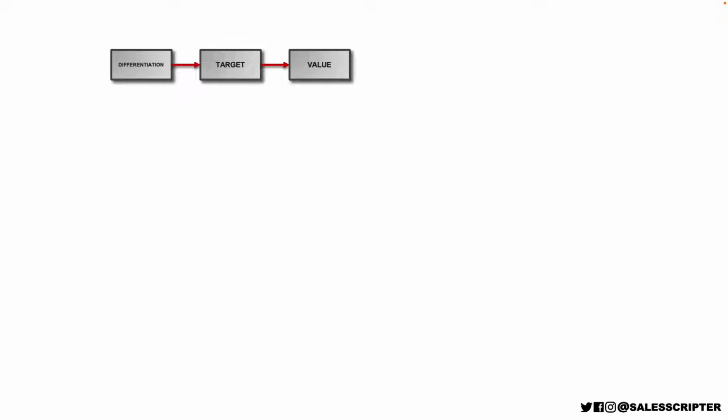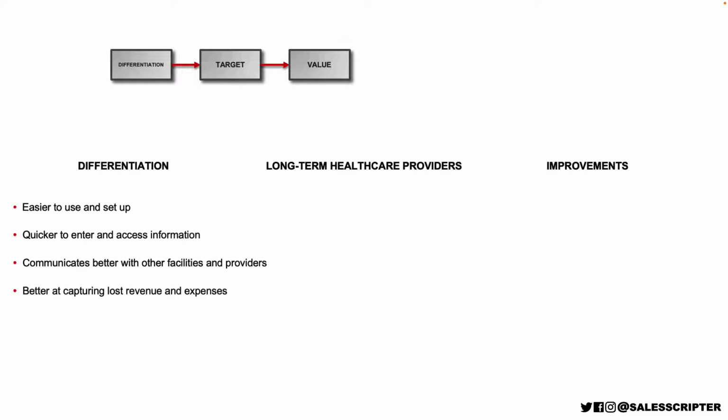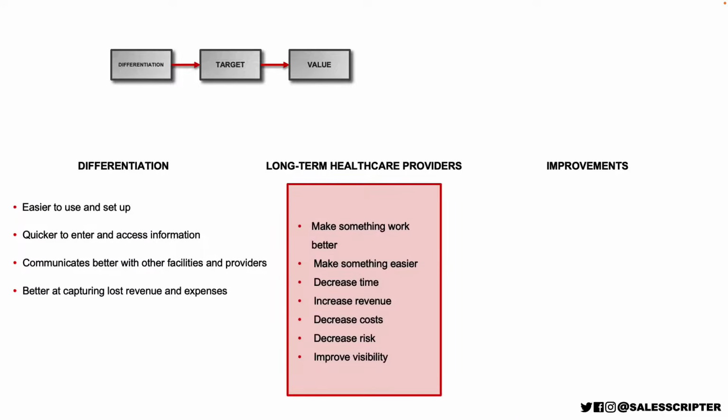If I go back to our sales script brainstorming process, I'm at the value step, and our goal here is to think of a few improvements. So what we want to do now is bring in the differentiation, and we go through the same process to think about how we can help the long-term healthcare providers to make something work better, make something easier, decrease time. Instead of using the features of the product, we're going to use the differentiation. And so we look at each differentiation point and we come up with a new set of improvements.